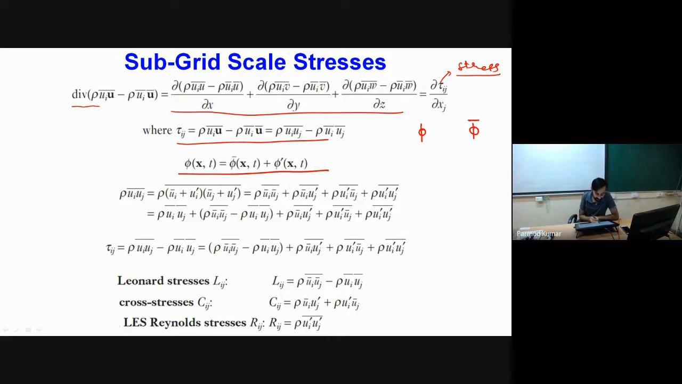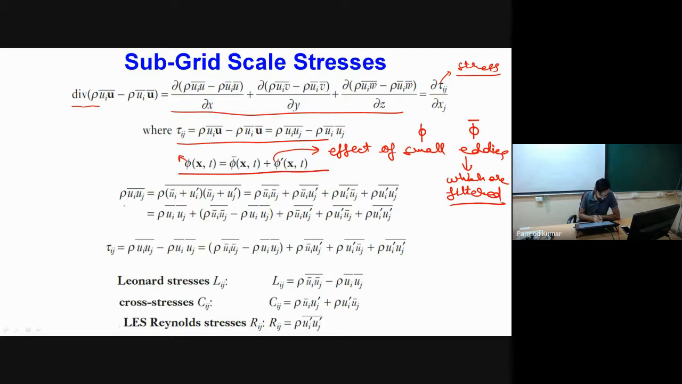You can see over here this phi of x,t, which is our main instantaneous parameter, is nothing but phi bar plus phi dash, where this phi dash is nothing but the effect of small eddies. This is the effect of small eddies which are actually neglected, or rather which we have filtered out of our main governing equations.